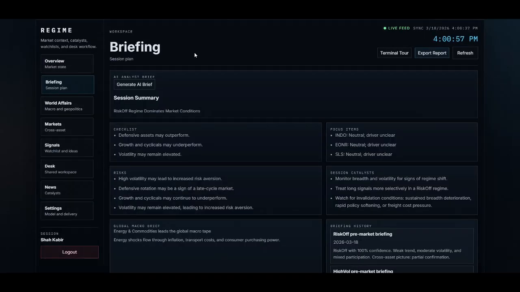On the briefing page, Regime turns market state into a usable daily briefing. Instead of leaving the user with raw signals, the platform synthesizes regime context, macro conditions, and market structure into a concise decision support layer. The goal is to help traders move faster from observation into action.